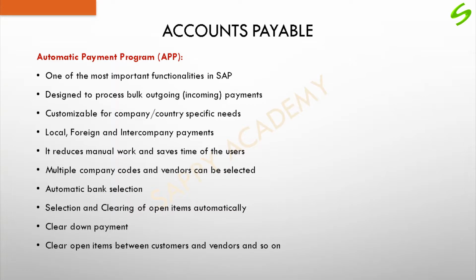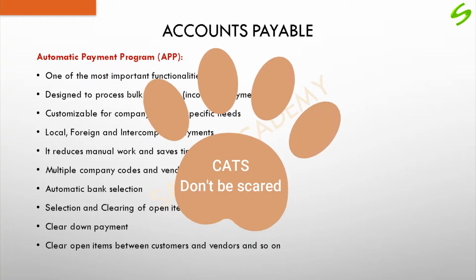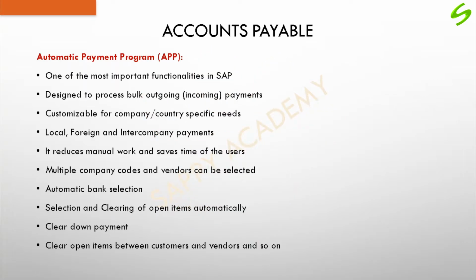We can also customize the APP process according to our company, or it can be different company to company. In one organization, there may be many company codes in different countries, and there may be different country specific laws for payments. We can configure payments for respective country and company code in APP. This is customizable for different company requirements and also different country specific requirements. Using APP, we can make payments in local currency, foreign currency, and we can also process intercompany payments.